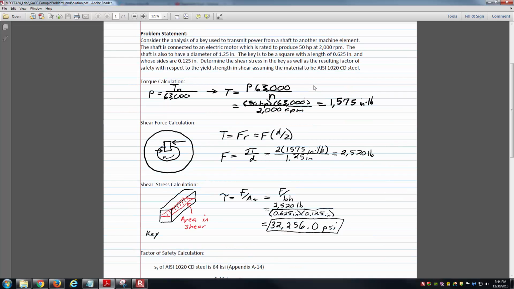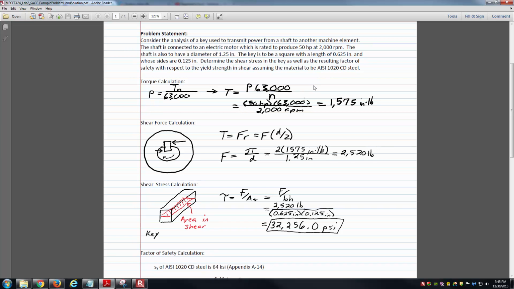You basically have an electric motor. It's spinning at 2,000 RPMs. It's rated at 50 horsepower. It's running a shaft that has a diameter of 1.25 inches. The key that connects the shaft, say, to the gear or V-belt sheave, whatever it may be, has a length of 5/8 of an inch, a side length of 1/8 of an inch, and is a square cross section.